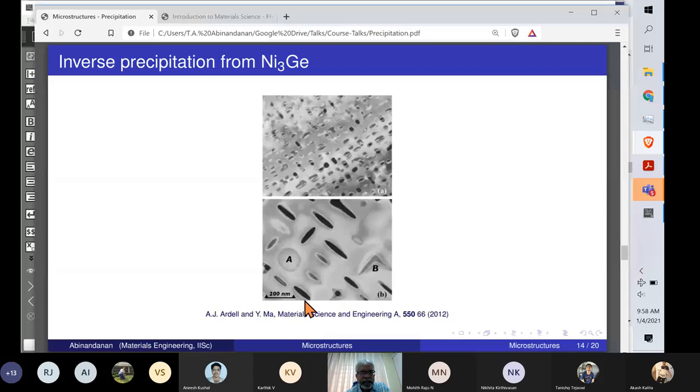Again, look at the micron marker here. It's about 300 nanometers or so. So the width is about 100 nanometers. The length is about 300 nanometers.